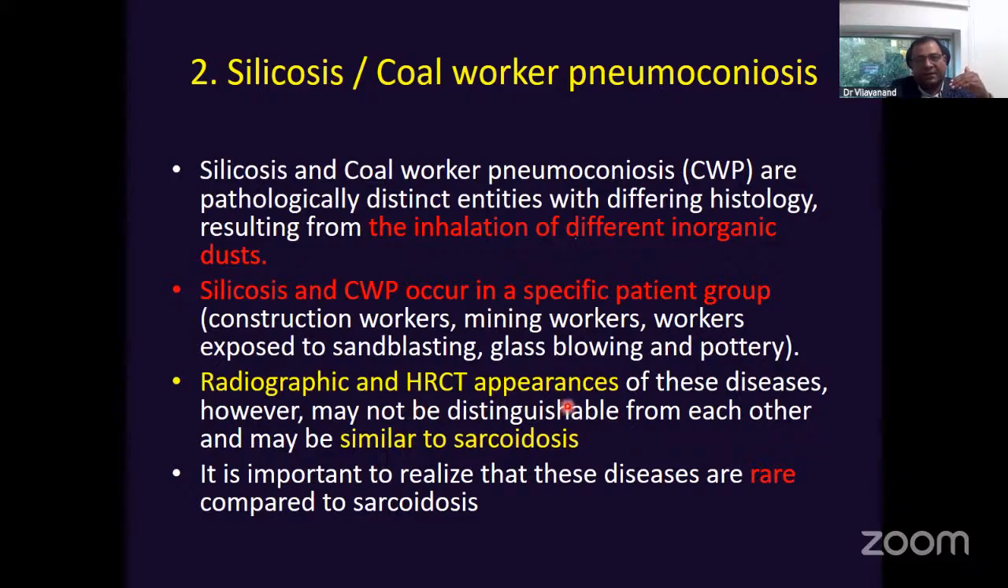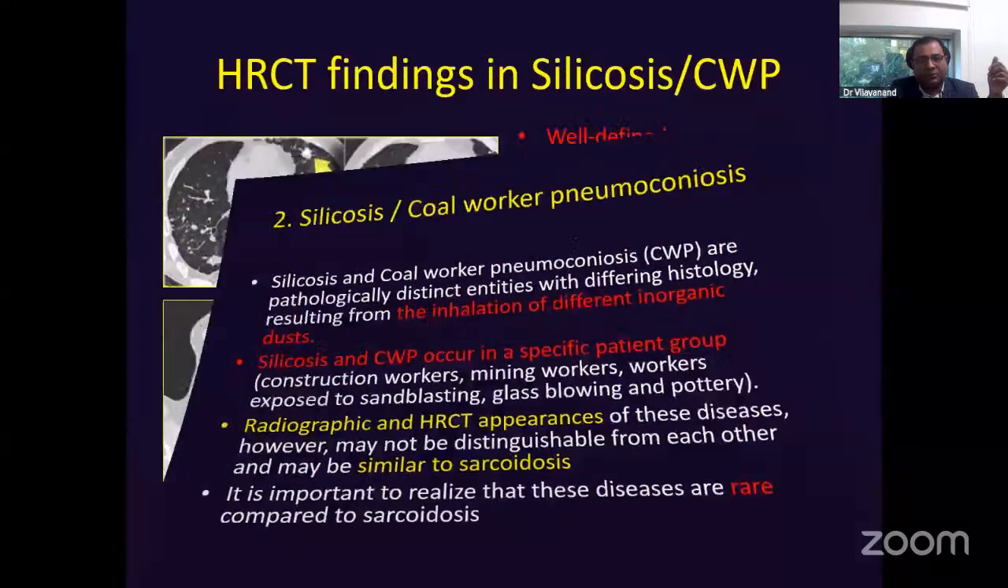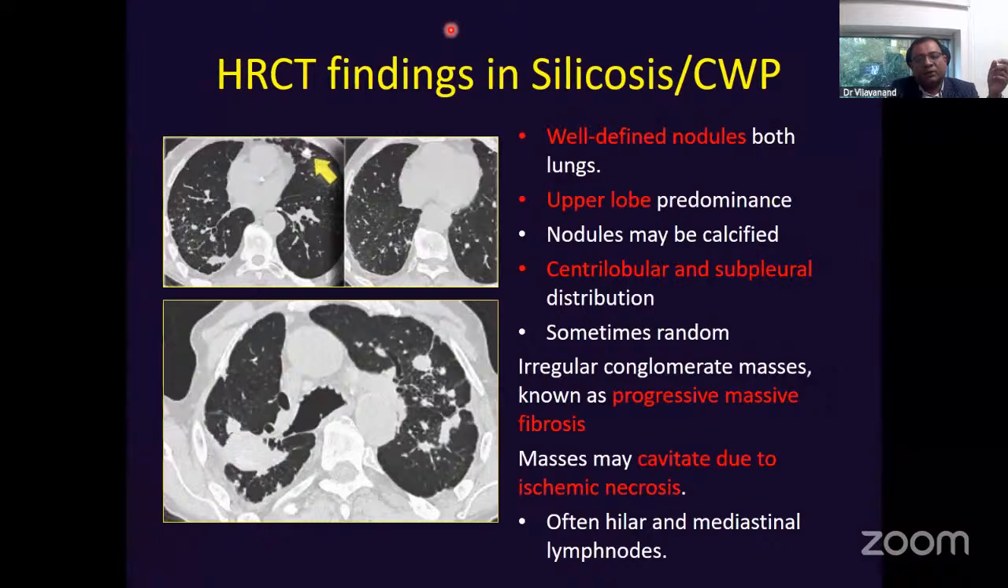Okay, and the radiographic and HRCT appearances of these cannot be distinguished from sarcoidosis, but because of the history we'll come to know what would be the clinical diagnosis. However, we need to understand that this is basically an occupational hazard, and sarcoidosis is far more common compared to the other two diseases.